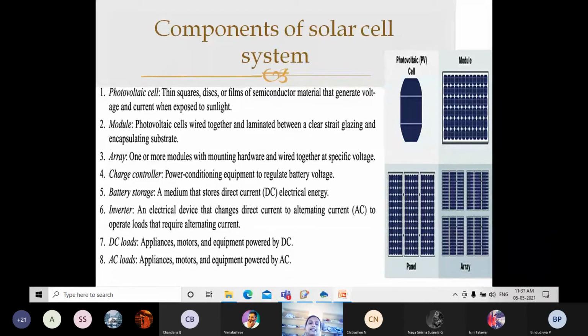Next, DC load, that is appliances, motors and equipment powered by DC. And next is an AC load, appliances, motors and equipment powered by AC. Every electronic component will work on DC only. We just think that it will work on AC. Even if you take a fan, TV, fridge and washing machine, inside them there will be many electronic components, and all of them will work on DC itself.